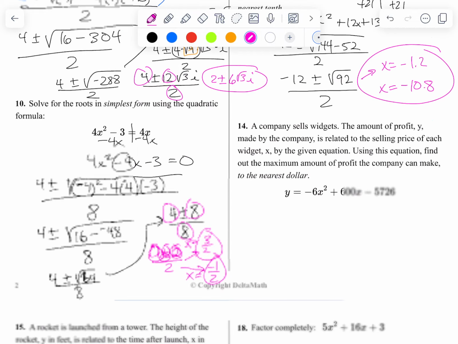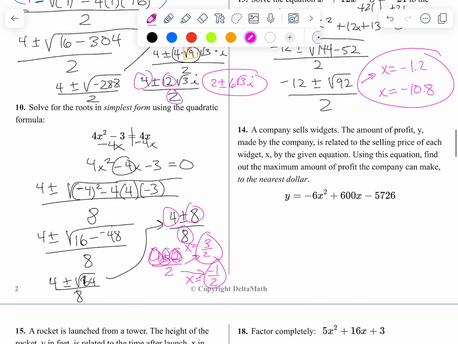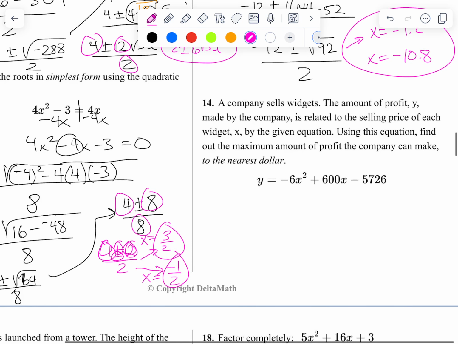All right. And this one says a company sells widgets. The amount of profit made by the company is related to the selling price of each widget, X, given by the equation. Using the equation, find out the maximum amount of profit the company can make to the nearest dollar. So, a couple key things that I want to make sure that I understand. Maximum is code for the vertex, but the vertex has two pieces in it. The X is going to be talking about the selling price. So this is the price, and then Y is going to be the profit.